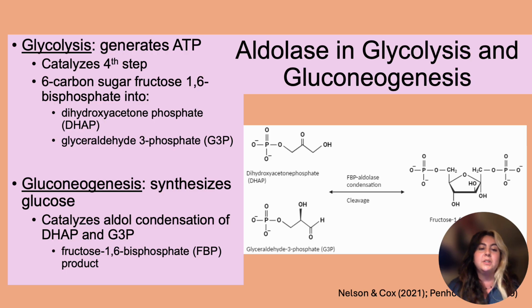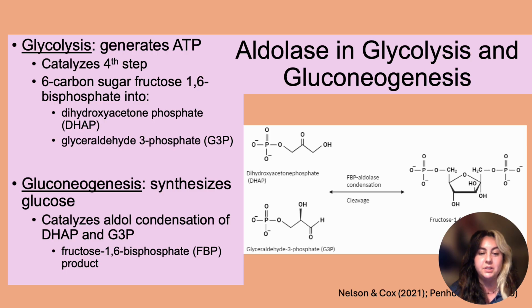And so once we move into gluconeogenesis, the part where glucose is being synthesized from non-carbohydrates, it's catalyzing the aldol condensation of DHAP and G3P. So through this process, it's creating a fructose 1,6-bisphosphate product. And this is where we can see that the process is reversible, so it's able to cleave and form those carbon-carbon bonds.